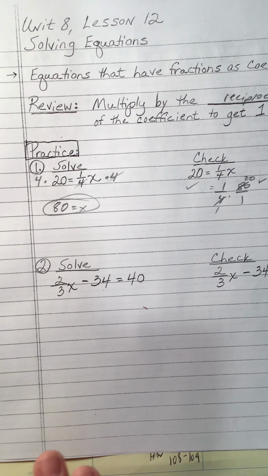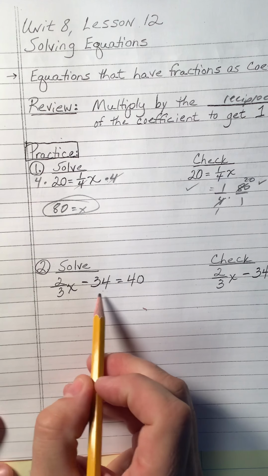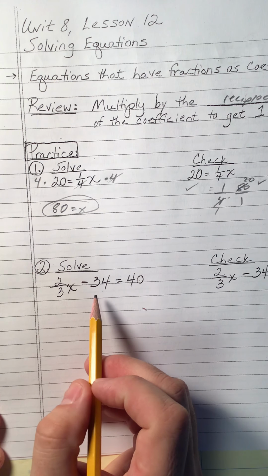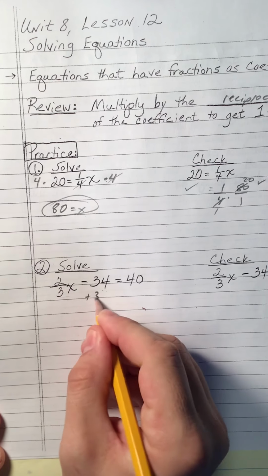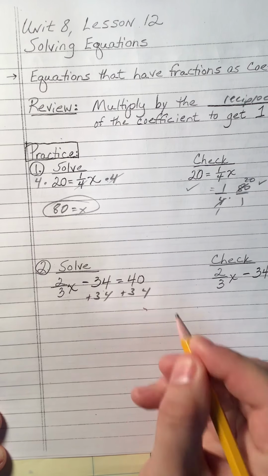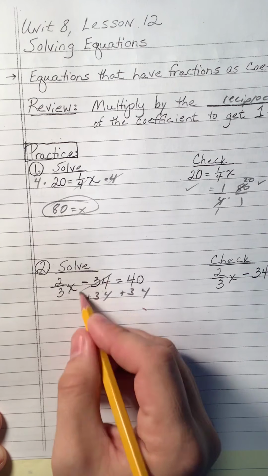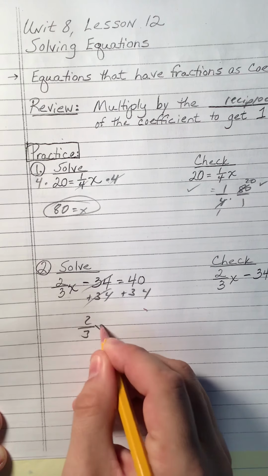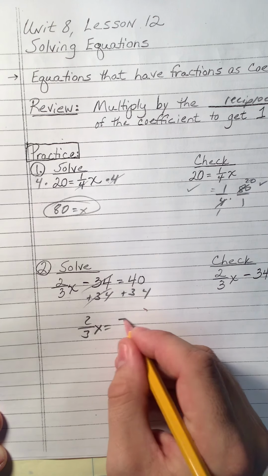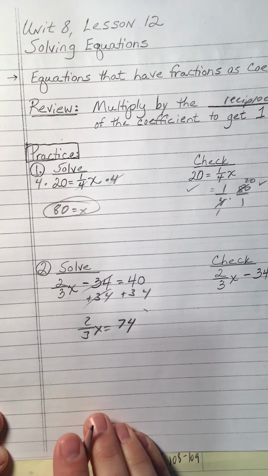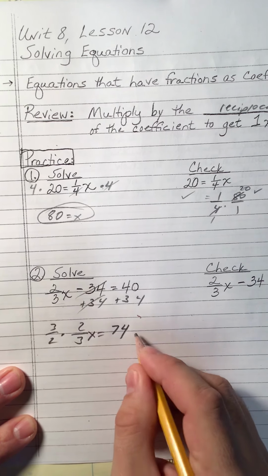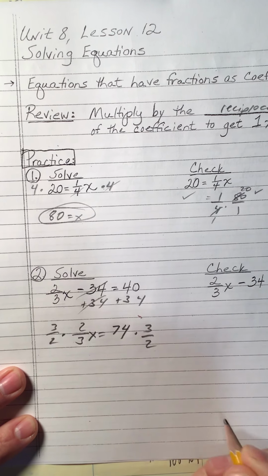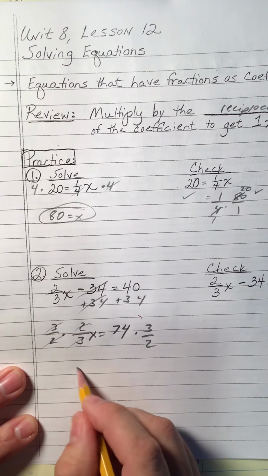Second problem here, again, a little step further. Now I have to deal with a number here as well. So I'm not even going to touch the x right now, but I need to get rid of a minus 34, and I'm going to add 34. So I get 2/3 x, that cancels. 40 plus 34 is 74. And now remember, I'm going to multiply by the reciprocal of this number. So I'm going to multiply by 3/2. Multiply by 3/2 cancels all out.